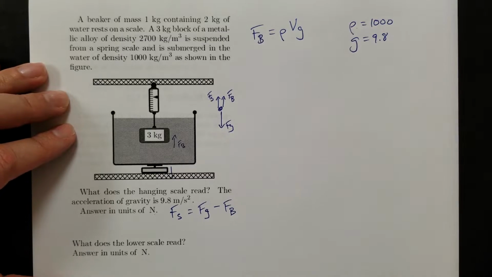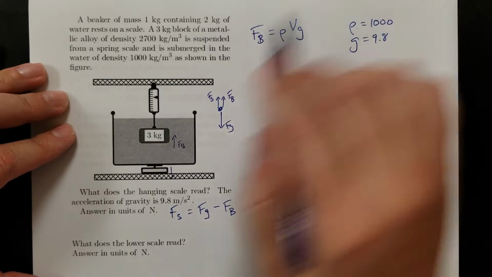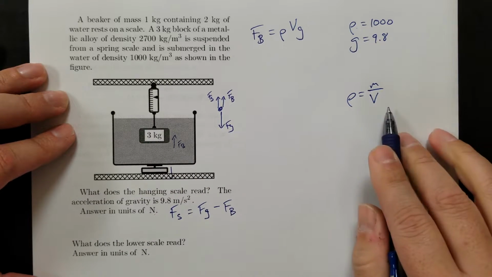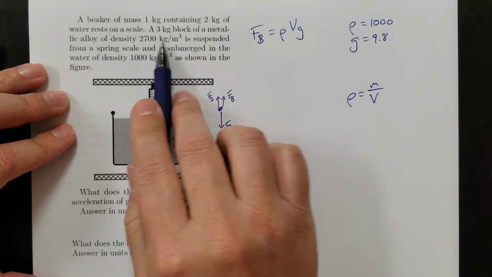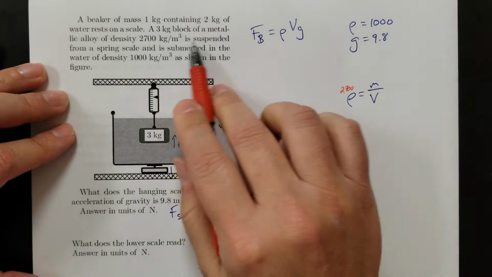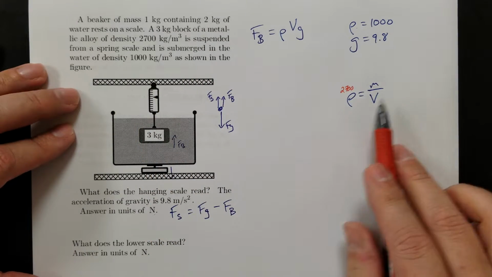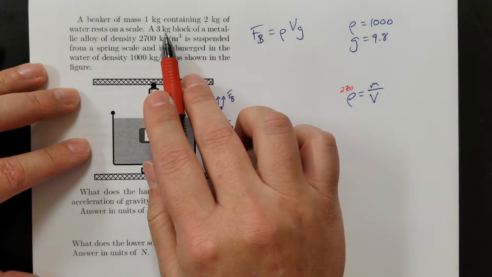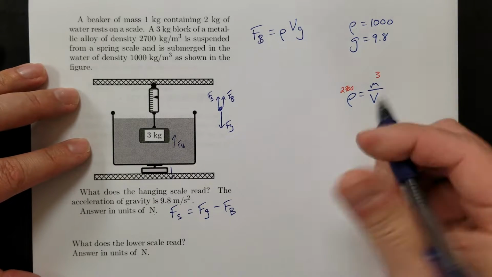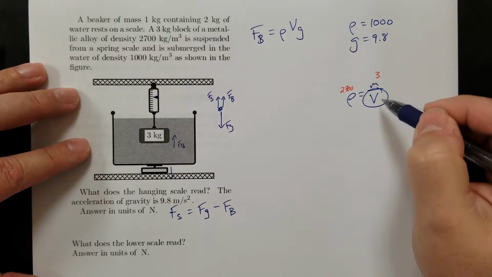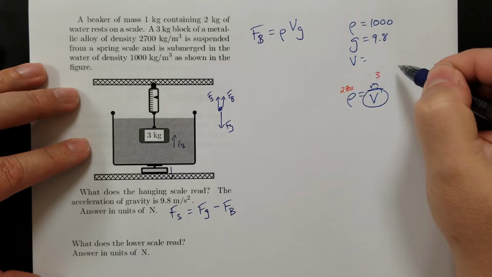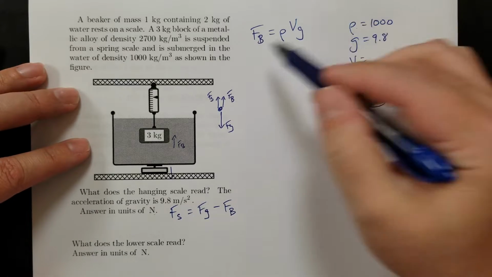Okay, what do I have that relates to volume here? Well, I know the alloy has a density, right? So I know density is mass divided by volume. And I know this alloy has a density of 2,700, right? So this number, in my case, is 2,700. And I know the mass of the alloy is 3 kilograms, right? So the block has a density of 2,700 and the mass is 3. So if I do some algebra here, I can solve for V. And once I know V, I can take V and plug that in up here, right? So I can get V from doing this. I can plug it in there, and then I can get the buoyant force, right?